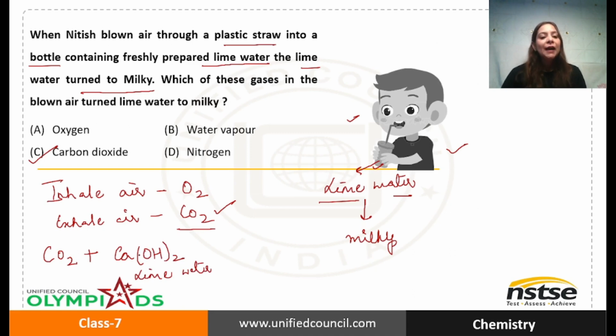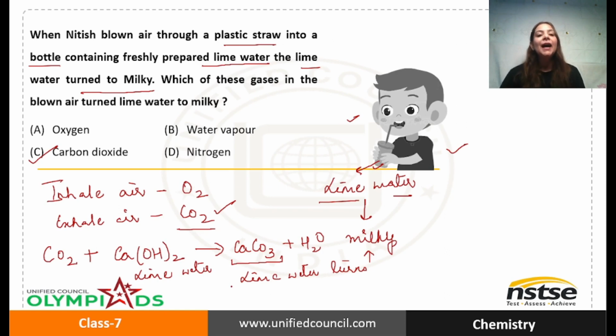So when you pass carbon dioxide through lime water, because when he is blowing air, he is blowing carbon dioxide, and it is reacting with lime water. When it reacts, what does it form? It forms calcium carbonate plus water. And due to the formation of this calcium carbonate, lime water turns milky. So this particular test is the identification test for carbon dioxide.